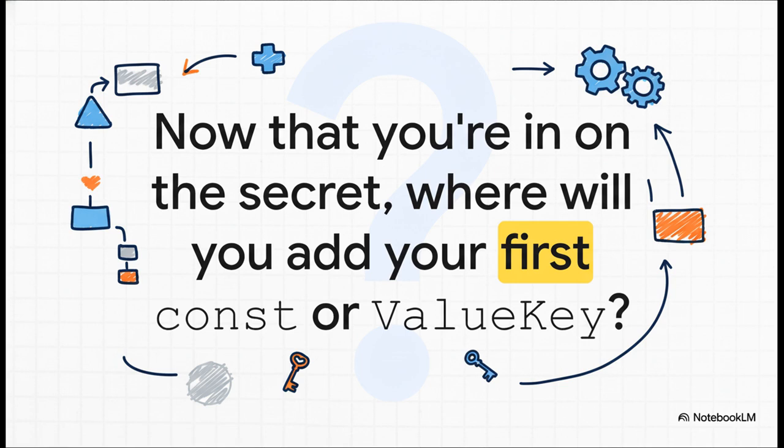And that is how Flutter really renders your UI. It's not magic, it's just a really clever, really efficient system. So I guess my final question for you is this. Now that you're in on the secret, where's the first place in your own code you're going to go add a const or a value key?